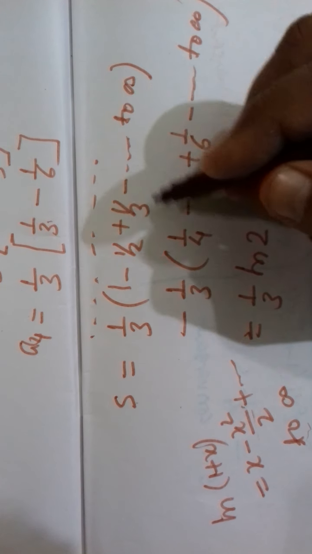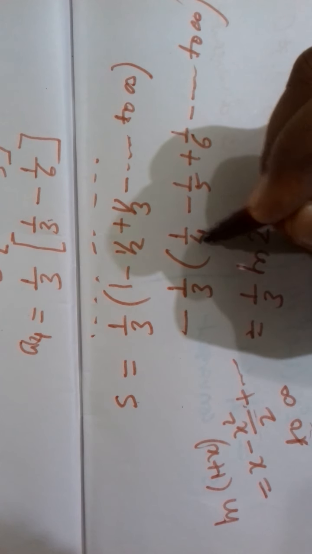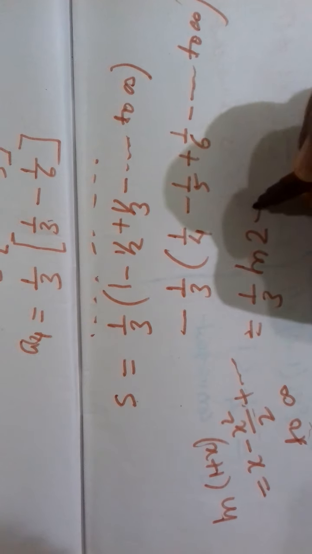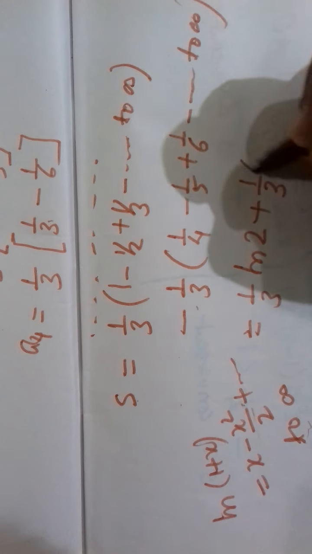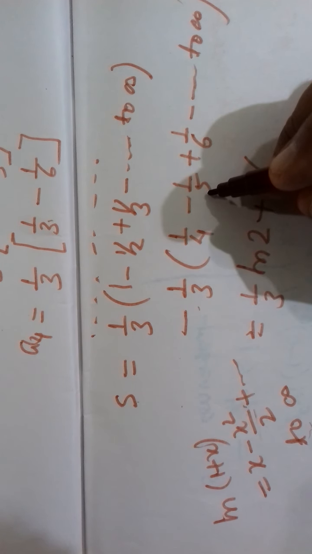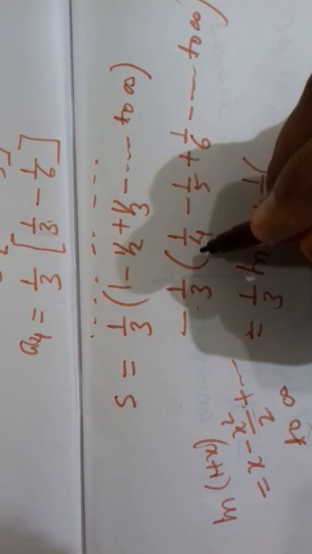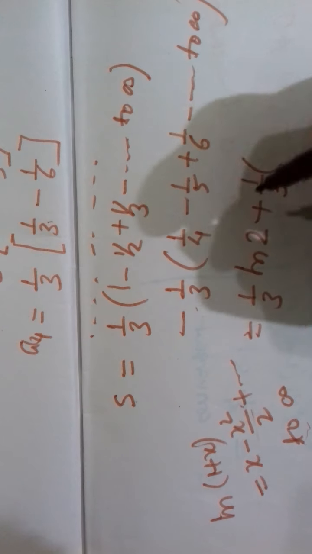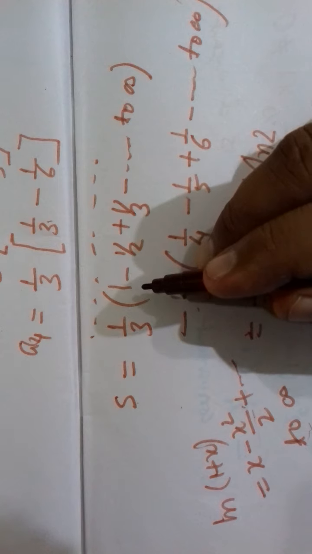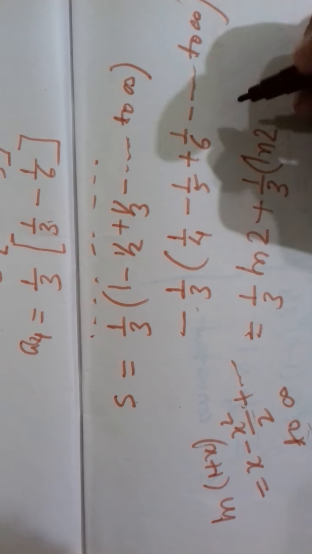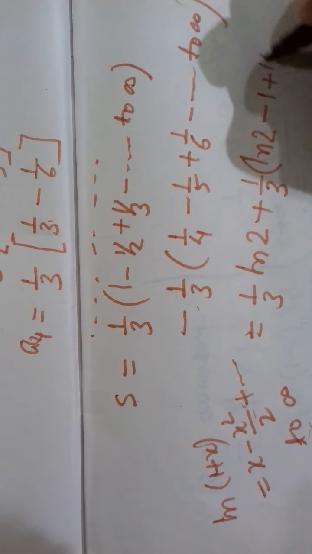Here you see minus 1 by 4, here is 1 by 4, so with this minus, this will be minus 1 by 4. So if we introduce minus inside, then here will be plus, and this will be minus 1 by 4, this will be plus 1 by 5, and so on. But these three terms are not here, so we add these three terms, then this will be ln 2. As we have added these three terms, to manage we have to subtract the same terms at the same time.